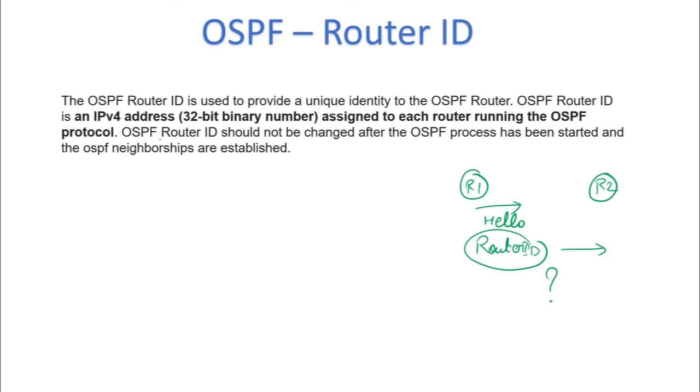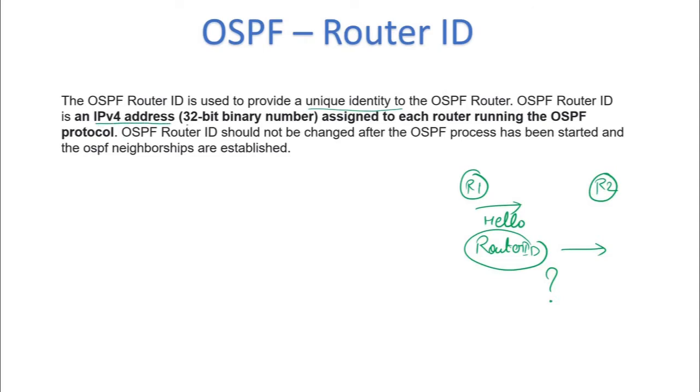So for that, let's have a look. The OSPF router ID is used to provide a unique identity to the OSPF router. It's like when you are in a class and you have a name. Somebody calls you, okay, please stand up, Mr. Anuj, then that guy stands up. So that is just like a name for the router, and that is actually an IPv4 address.